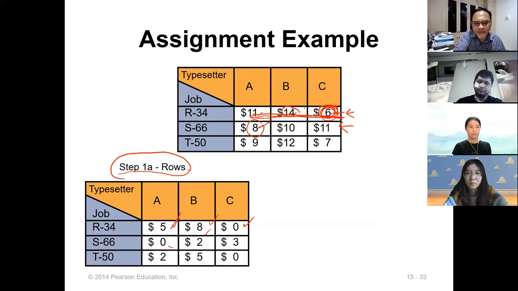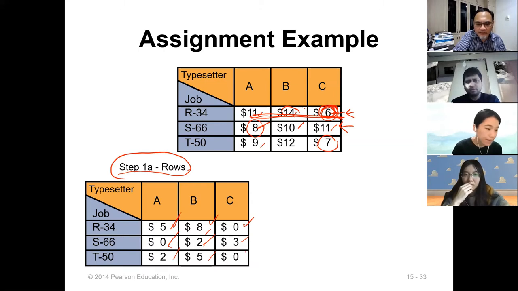8 minus 8 is 0, 10 minus 8 is 2, 11 minus 8 is 3. Okay? And you do that also for the third row. So here, 7 is the minimum. So you start here, 9 minus 7 is 2, 12 minus 7 is 5, 7 minus 7 is 0. Okay?